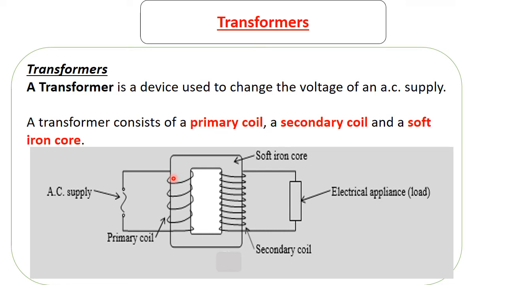But AC changes direction so many times in a second. So as the current is moving here, then it changes and starts moving here. It means your north is going to be here and your south is going to be here.